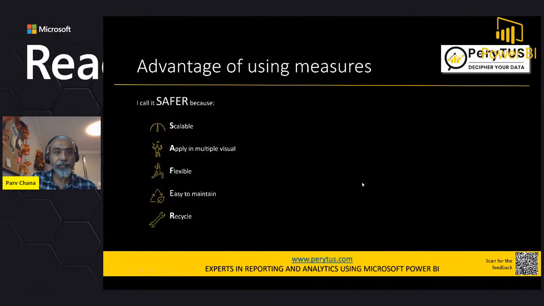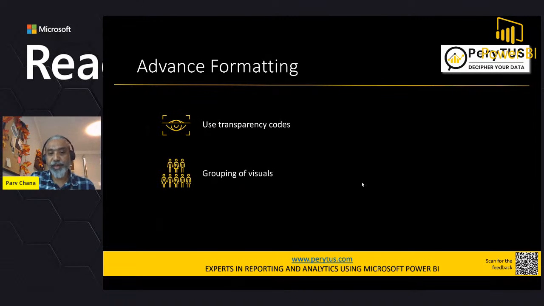Again, I love using measures. As I said, it's scalable. You can apply it in multiple visuals. It's so flexible, easy to change, easy to maintain, and you can recycle. And we just saw how one measure is used in multiple places. Transparency codes, we just looked at that: you can add the last two digits as a transparency value, and then you can group the visuals together to get that kind of a user-friendly message to the user.